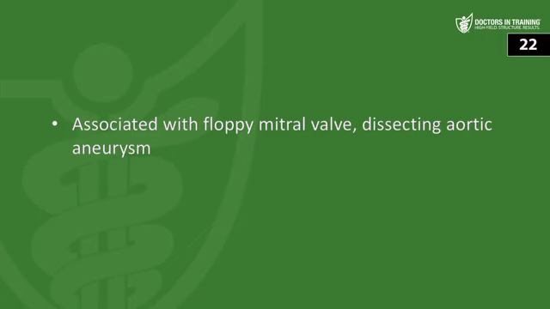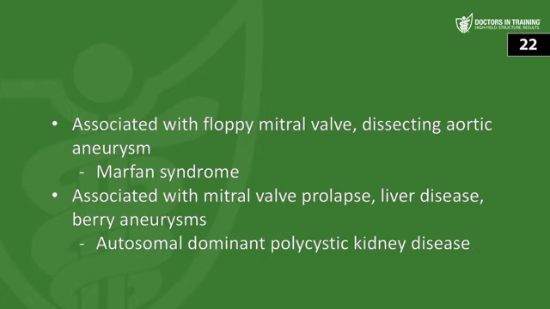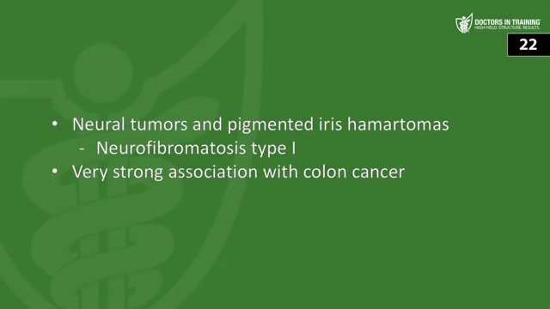Next, what autosomal dominant disease fits each of the following statements? So a big review here. Associated with floppy mitral valve, dissecting aortic aneurysm, think of Marfan syndrome. Associated with mitral valve prolapse, liver disease, and berry aneurysms is going to be autosomal dominant polycystic kidney disease. Neural tumors, pigmented iris hamartomas, that's going to be neurofibromatosis type 1. Very strong association with colon cancer. That's going to be that familial adenomatous polyposis coli, or FAP.